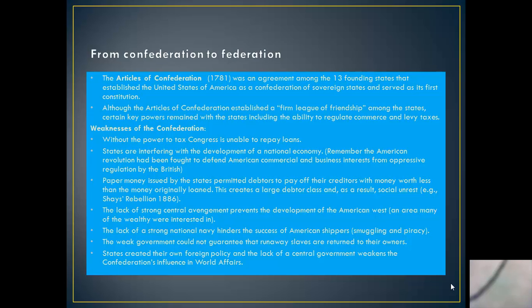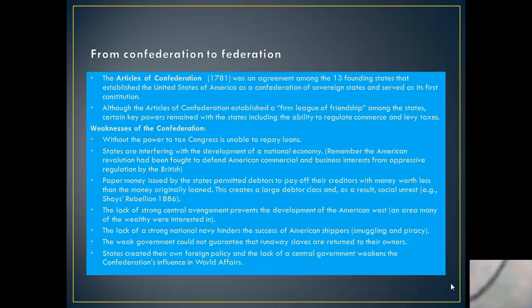Without the power to tax, Congress is unable to repay loans. States are interfering with the development of a national economy. Third, paper money issued by the states permitted debtors to pay off their creditors with money worth less than the money originally loaned, creating a large debtor class and as a result a lot of social unrest. People, small farmers, people without money are ready to march to the state houses to start another revolution.